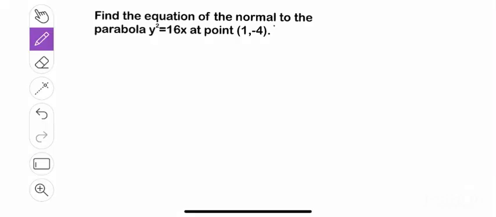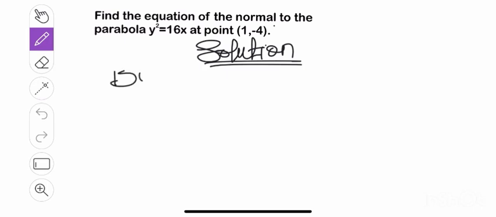In this universe, we'll be solving problems on normal to the parabola. In this particular problem, we are solving the normal for y squared equals 16x. So every problem, there's always a solution. Now, the first thing we used to do is to compare. Never forget that. So we compare it to the general form.